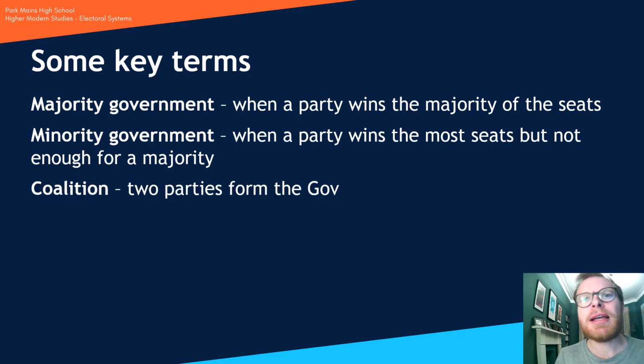Coalition's an easy one. That's where parties work together to form the government. Now, this is really unusual in Britain, but actually very, very common around the rest of the world. Most countries in Europe have coalition governments all the time, but it's quite unusual in Britain because of the electoral system we use here.